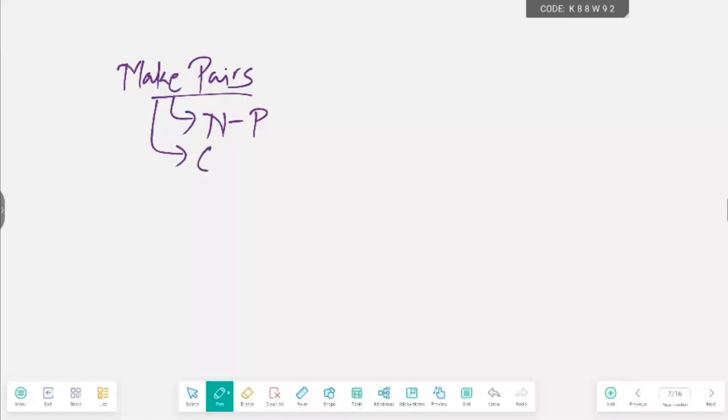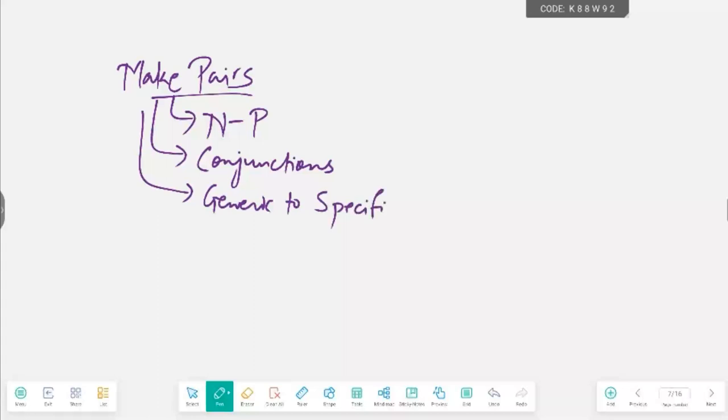And there were some other basic things that we saw. Like we saw how to make pairs. For making pairs, we used different techniques like noun pronoun will always become a pair. Then we saw how conjunctions play a role in forming pairs. Then we saw how generic to specific statements also help us in forming pairs. Then we saw about full forms and short forms.